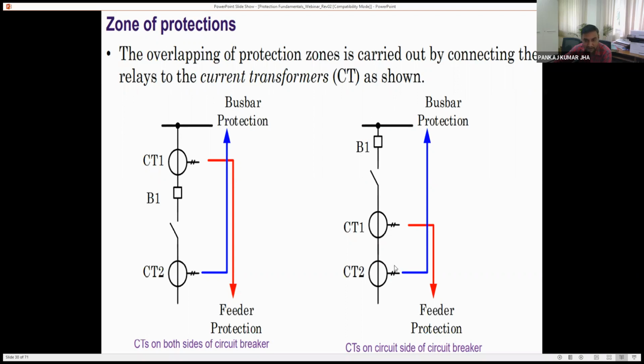Why will this breaker operate? Because a fault in between this breaker and CT at this location will be seen by this bus bar protection, and the bus bar protection will operate and trip this bus bar immediately. But even if your bus bar is tripped or open, the fault will continue to be fed from the feeder end, because the fault is here and the feeder is in the charged condition, and the feeder cannot see this fault because this fault is on the opposite side of the start point of the CT.